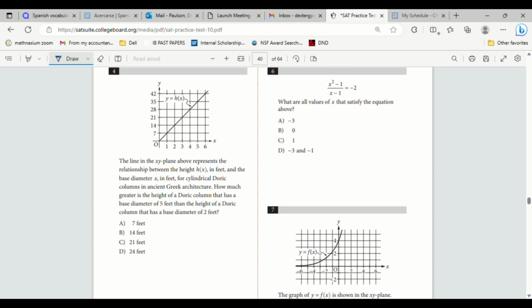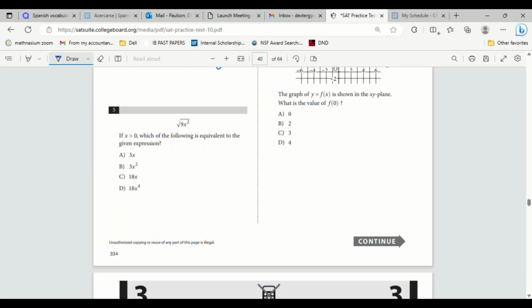So we see along the x-axis we have the different base diameters. So if we have at 2, that means we have a height of 14, and at 5 we are at 35 for the height of this cylindrical Doric. So 35 minus 14 is 21. So 4 is C.